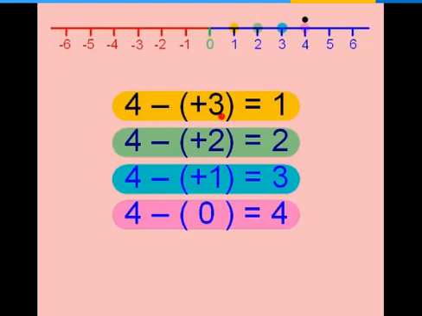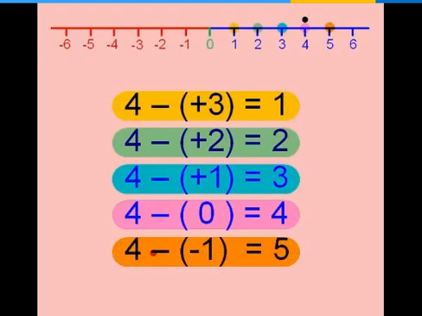I started off by taking away 3, then I took away 2, then I took away 1, and then I took away 0. So the next question I'm going to have to deal with is 4 take away -1. If I look at my number line now, when I took away 3, I went 3 to the left. When I took away 2, I went 2 to the left. When I took away 1, I went 1 to the left. And when I took away 0, I stayed where I was. Now when I take away -1, I need to go 1 to the right. This gives me an answer of 5. And if I put this in here, I can see that it follows the pattern.